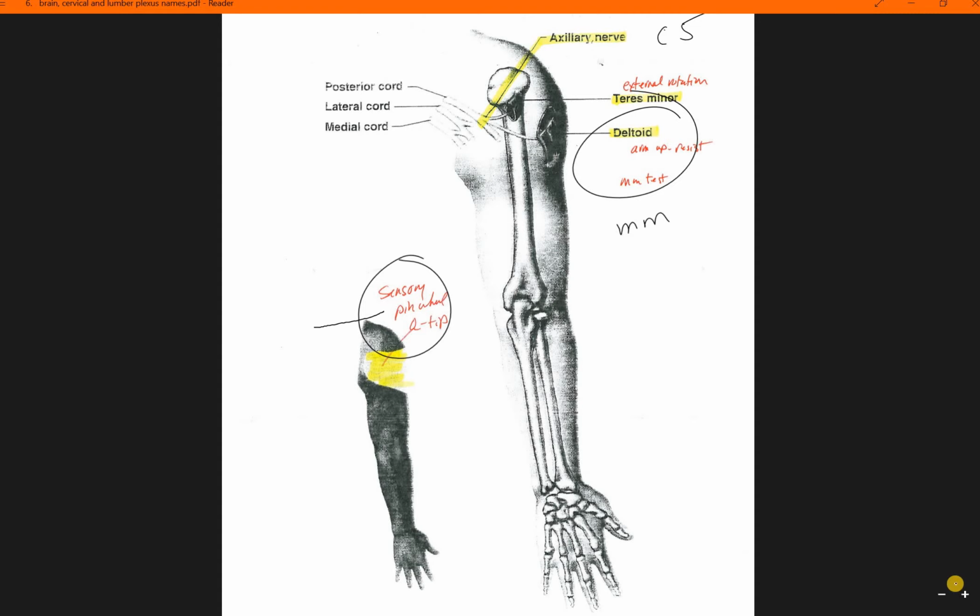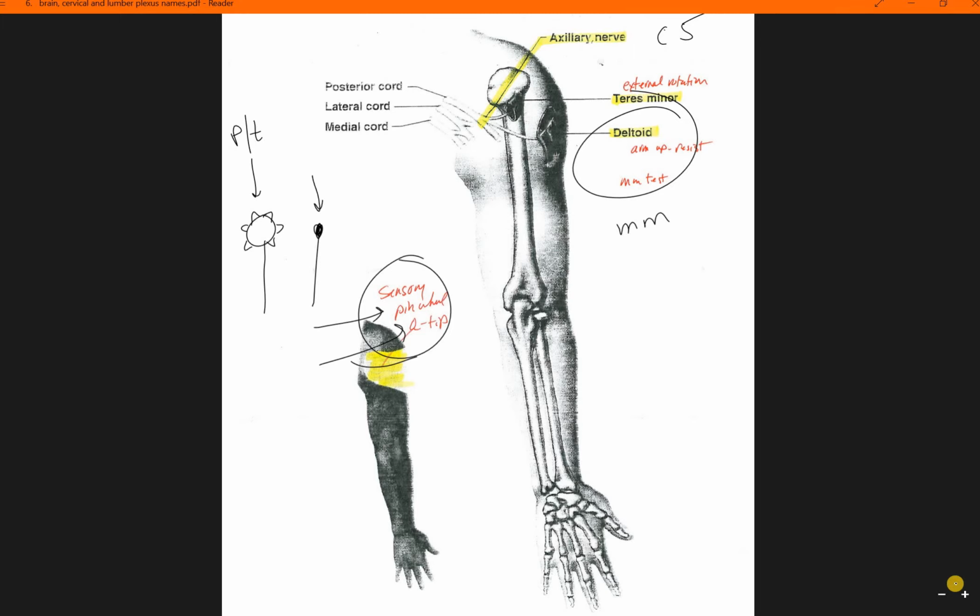Now you'll notice I have written here pinwheel and Q-tip. So you take a pinwheel, which, these are also some videos I'll post as well, so make sure you look for that. A pinwheel is a spiky wheel, and you simply run that over the skin on both sides. Does this feel the same as this? And then you follow up with the Q-tip, which is a soft tip. So this elicits the pain and temperature fibers.